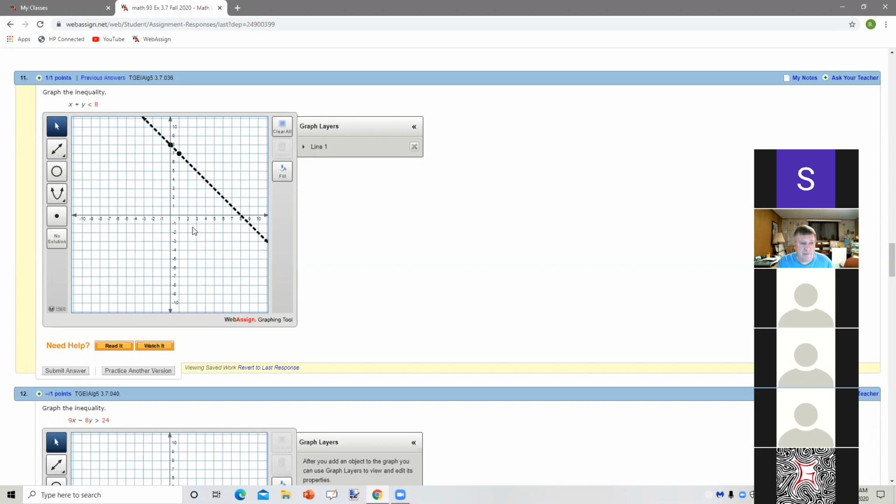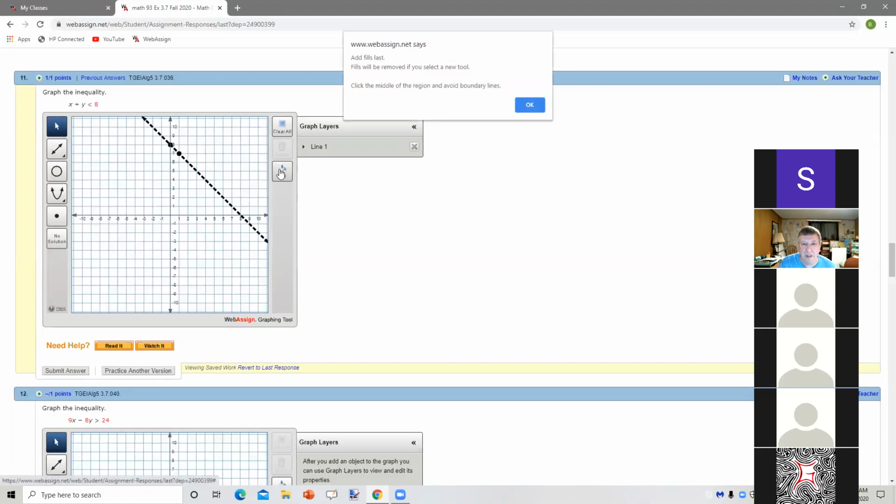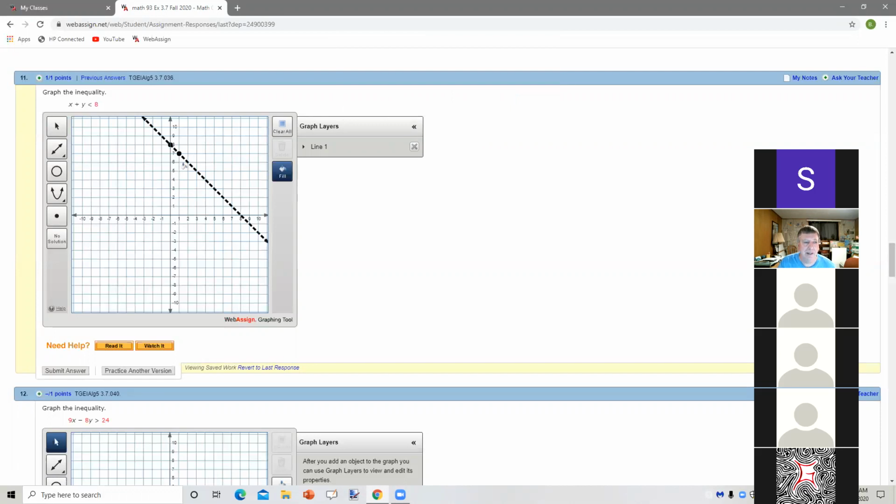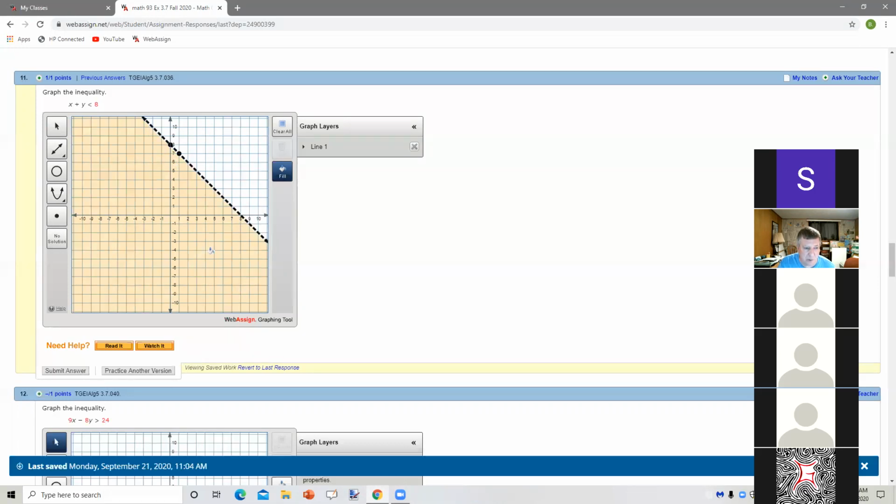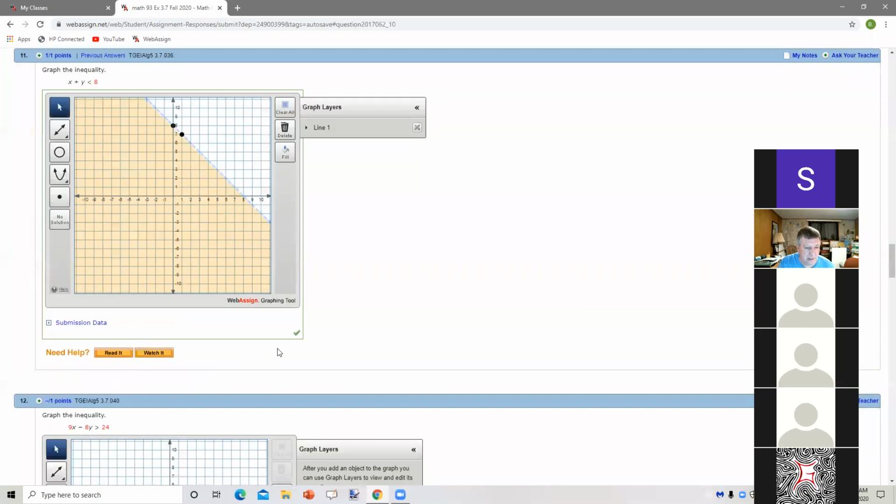So now I've got my dotted line. It was y is less than -x plus 8. So less than, would that be below the line or above the line? Below. Okay, so I'm going to click on fill, and then this obnoxious sign keeps coming up, so I'm just going to say okay, and I'm going to click down here. So I think I'm done. I've got a dotted line passing through 0, 8 and 8, 0. I've shaded below the line, so I'm going to go submit answer. And it says it's correct.